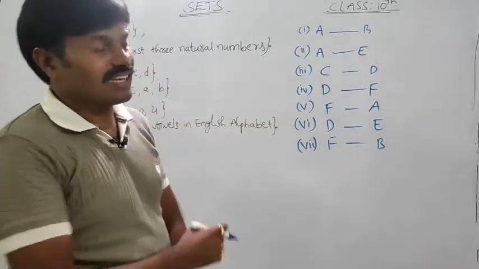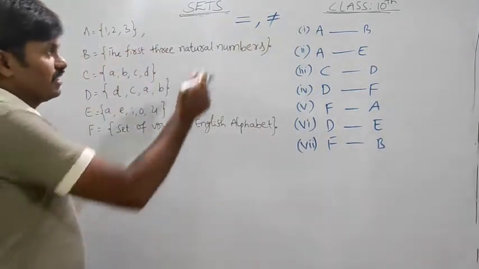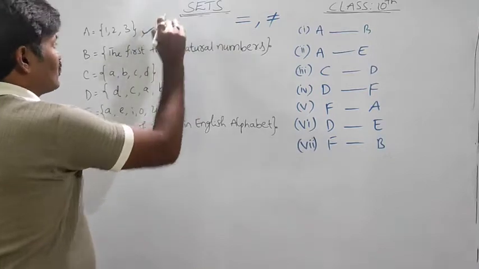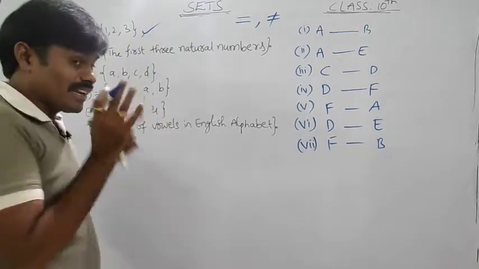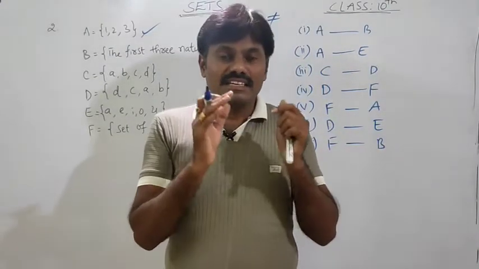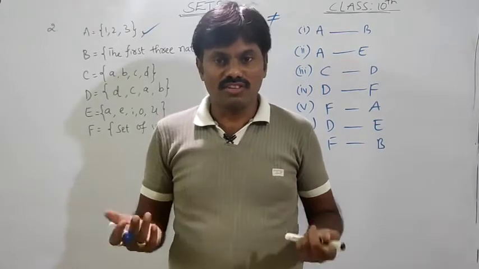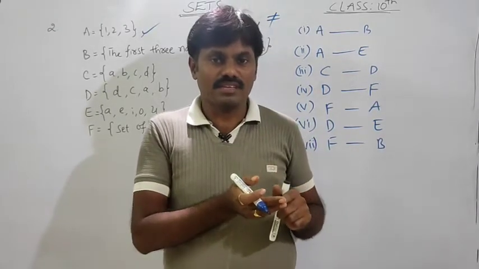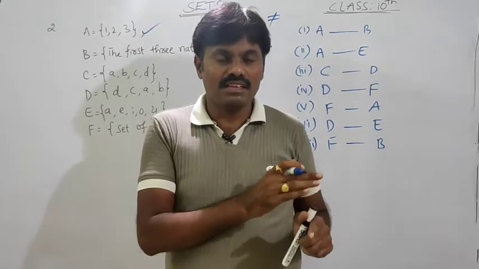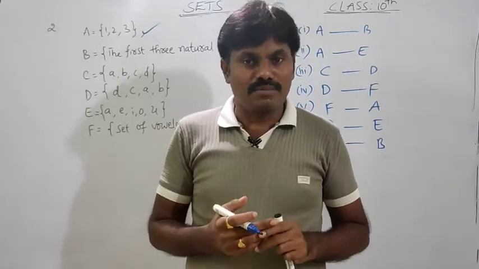Is it clear? If we come to the second problem, consider the following sets and fill these blanks with either the equal to sign or the not equal to sign. They are supposed to be filled with these symbols. So A is the set of 1 to 3, which is in list form, it is clear. Whenever we want to compare, first we must write the given sets in list form. If they are already in list form, no issue. If they are not in list form, if they are in set-builder form, immediately change them into list form or roster form.